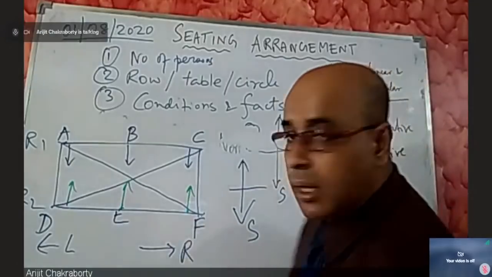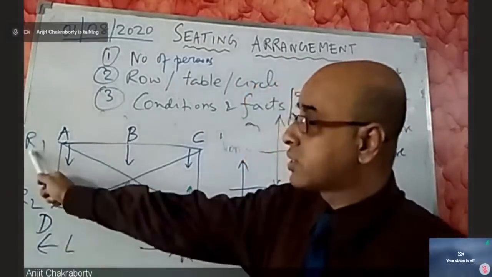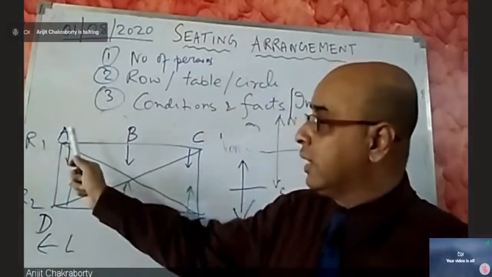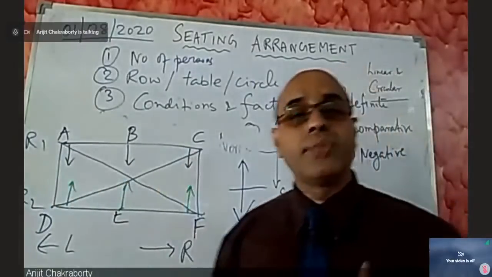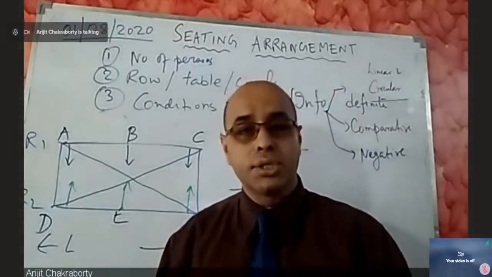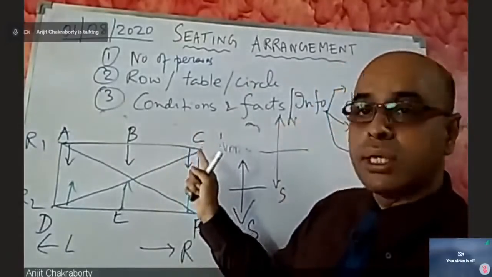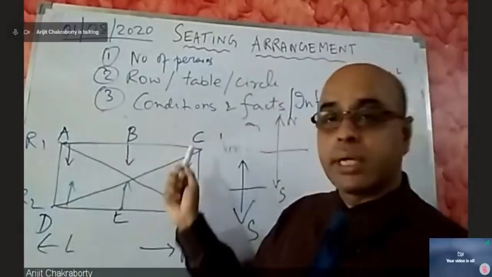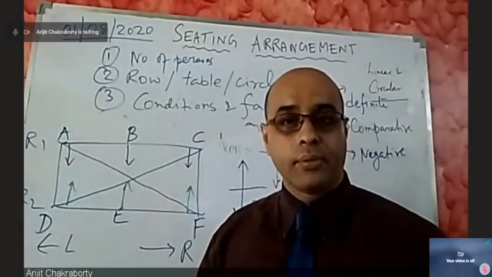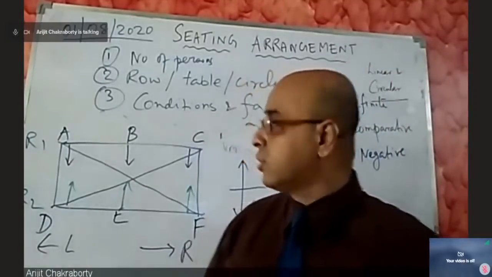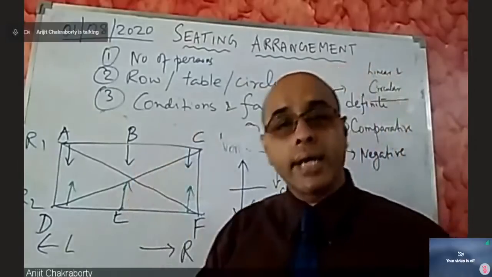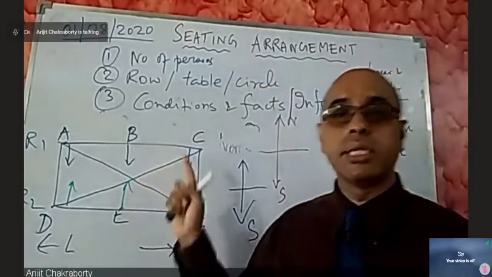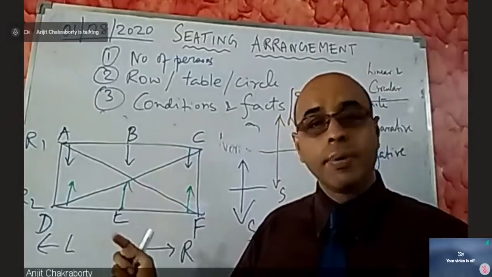But for the people who are seated in the first row, R1, row number 1, A, B and C, for them, the rule will change. So for A, B and C, A is seated to the right of B and C is seated to the left of B. Right? So it's important to know the order and the direction in which the people are seated. I hope it's clear to you.